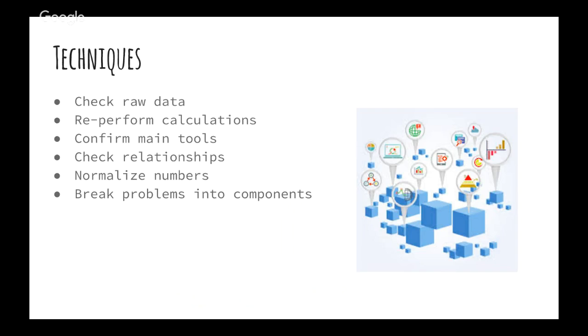The next is checking relationships between numbers that should be related in a predictive way, such as ratios over time. Another would be to normalize numbers to make comparisons easier, such as analyzing amounts per person. And the last would be breaking problems into component parts by analyzing factors that lead to the results.